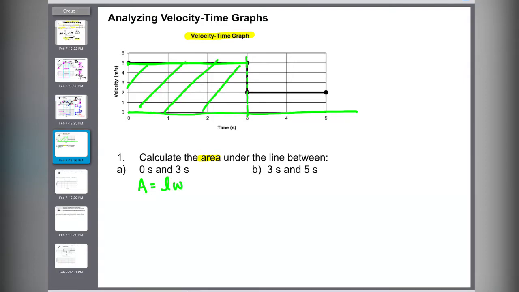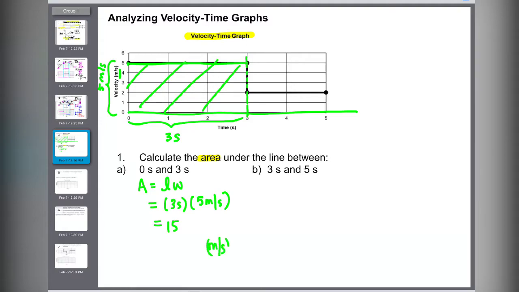Okay, the shape of that is a rectangle. So the area is length times width for a rectangle. I'm going to include the unit because I want to know what I'm finding. If I have a velocity time graph and I find the area, this is from 0 to 3 seconds. The length is 3 seconds. What is the height or the width? From 0 to 5, the unit is meters per second, so it's 5 meters per second. Do you see how I'm reading the axes to tell me what the size is? Okay, so length is 3 seconds times the width, which is 5 meters per second. 15. Are we okay? 3 times 5.